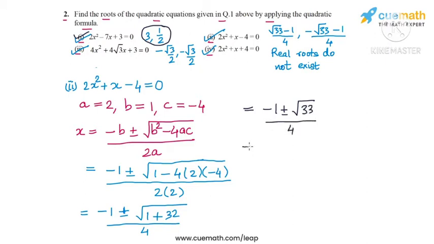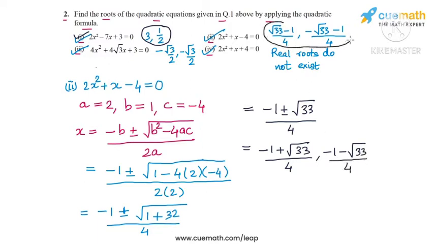So if I take the plus sign, I get one root, which is (−1 + root 33)/4. And if I take the minus sign, I get the second root, which is (−1 − root 33)/4. And this is what we got by applying the method of completing the square in the previous question. So now we have solved part 2 by applying the quadratic formula.